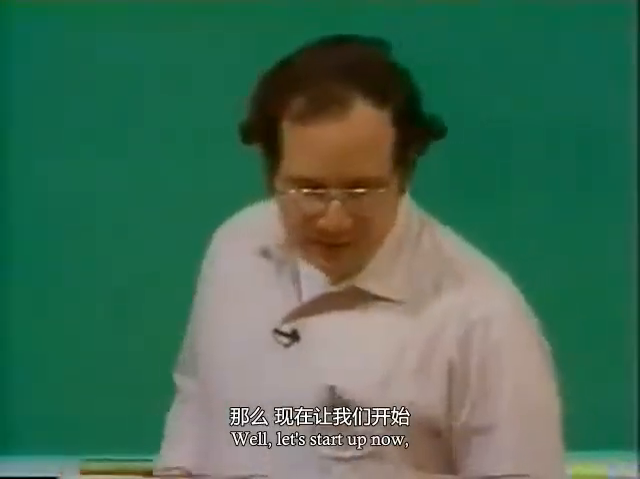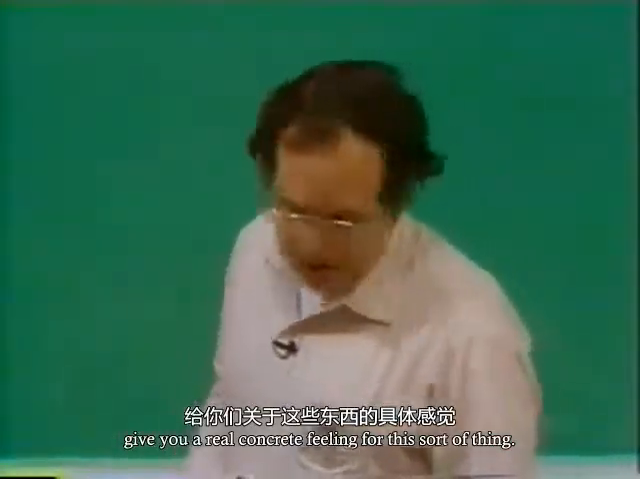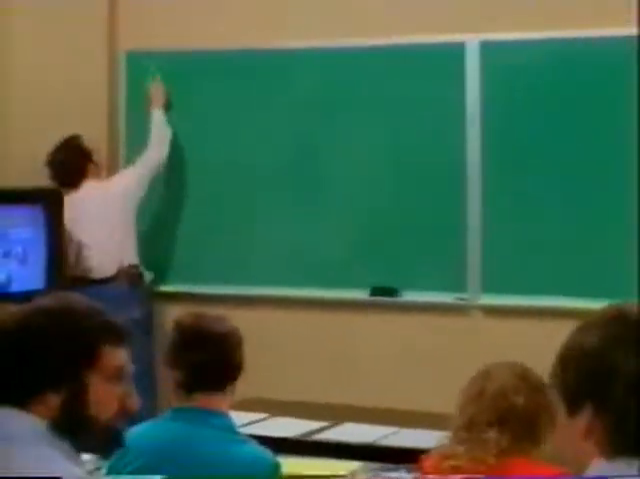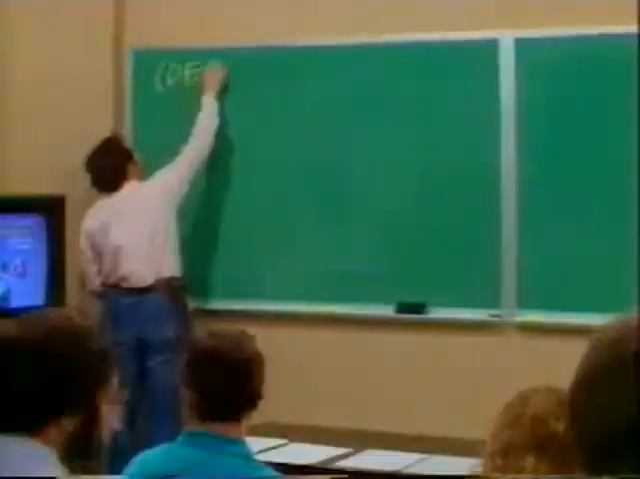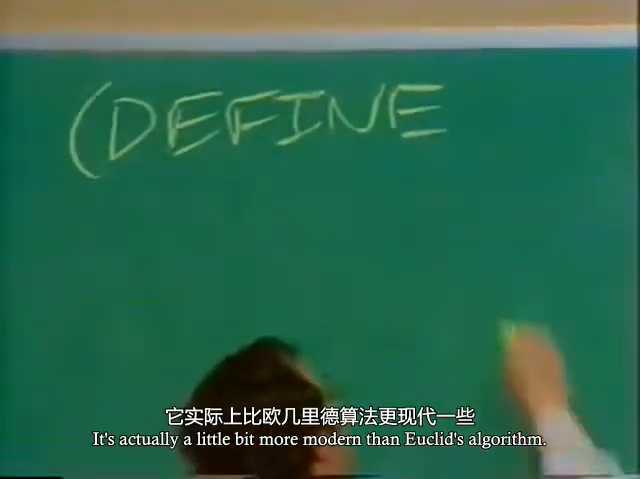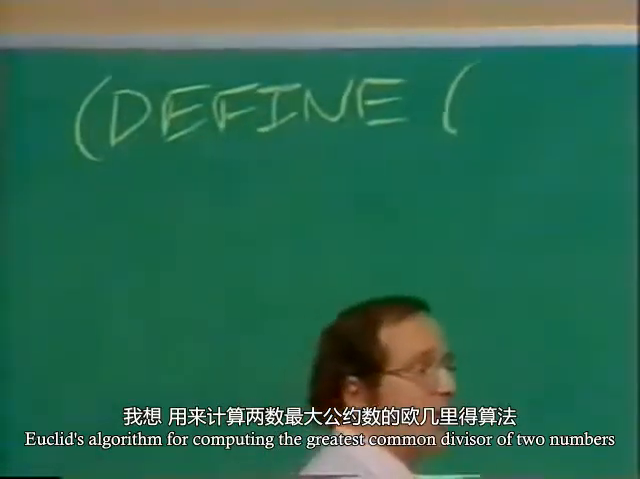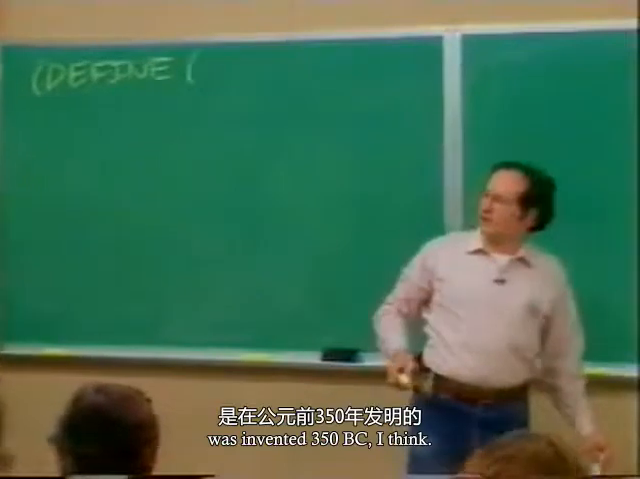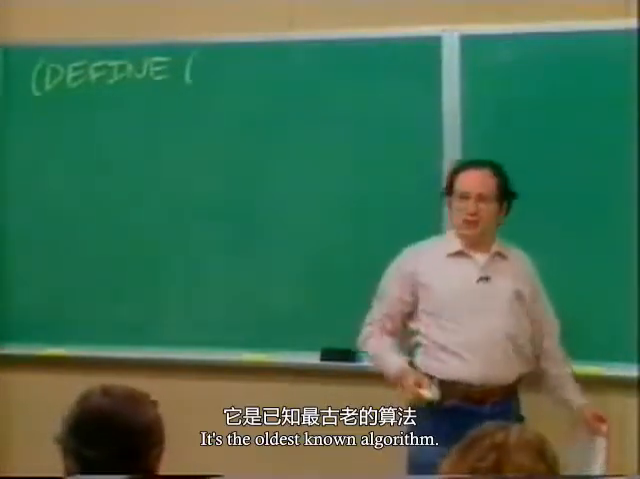Well, let's start now to give you a real concrete feeling for this sort of thing. Let's start with a very simple program. Here's Euclid's algorithm. It's actually a little bit more modern than Euclid's algorithm. Euclid's algorithm for computing the greatest common divisor of two numbers was invented sort of 350 BC, I think. It's the oldest known algorithm.